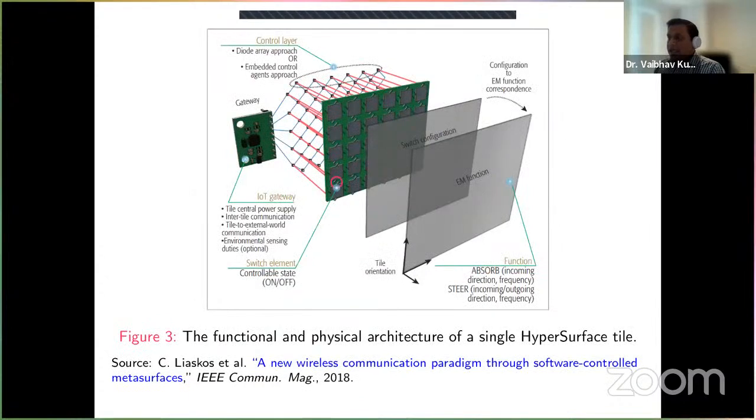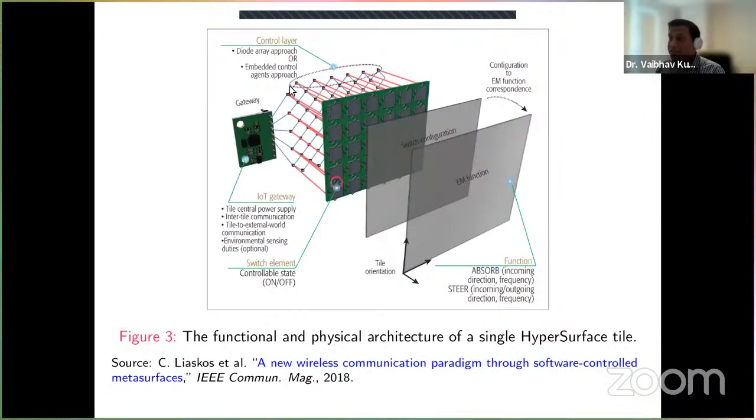Now, the idea of this whole tile is that we will have multiple layers. In the front layer, we will have some electromagnetic functions which will do some absorbing and steering of the beam. So it can absorb, it will stop the reflection altogether. It will completely absorb the beam, and it can steer the beam at the same time to any particular desired direction.